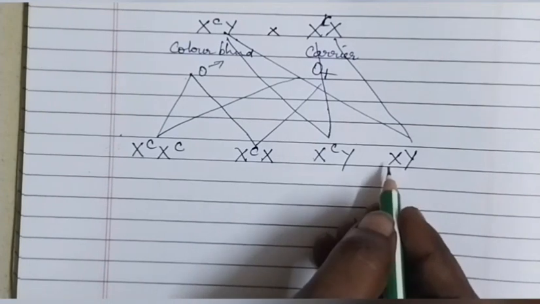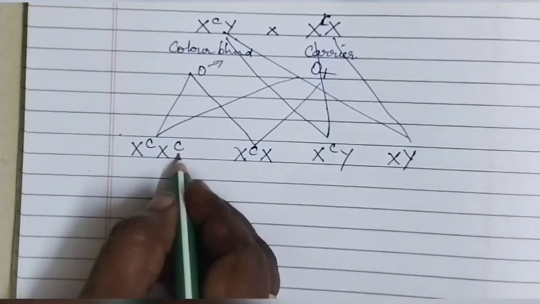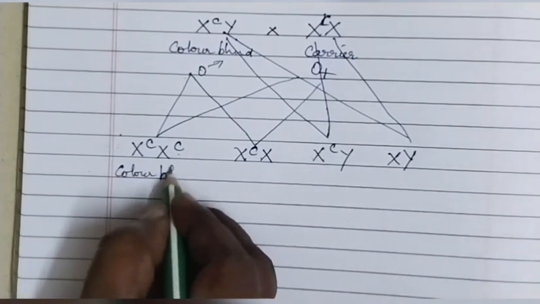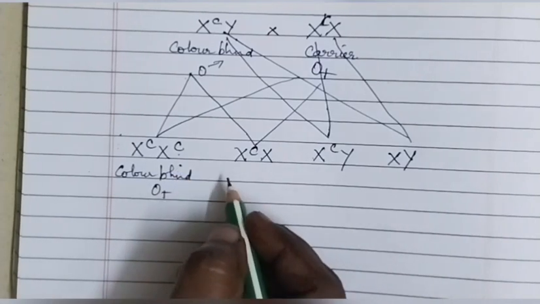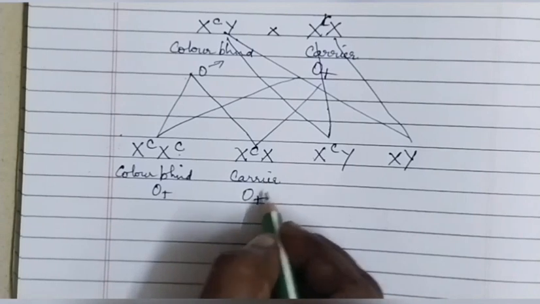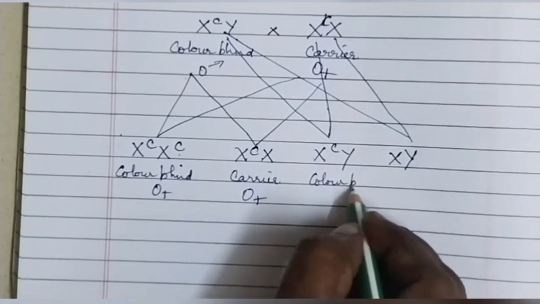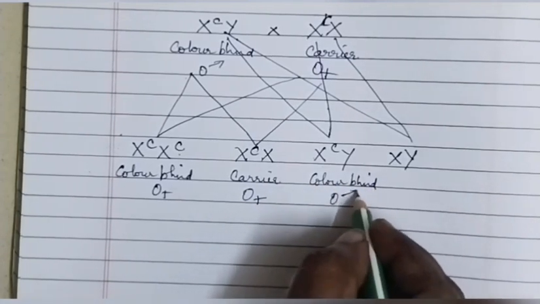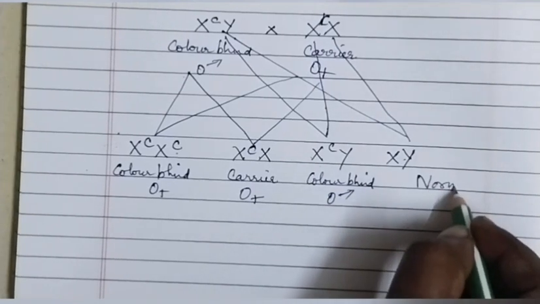So when you look at the possibilities, here it is a colorblind female child, a daughter. And here again a carrier daughter. Here it is a colorblind son, isn't it? Male. And here it is a normal male.